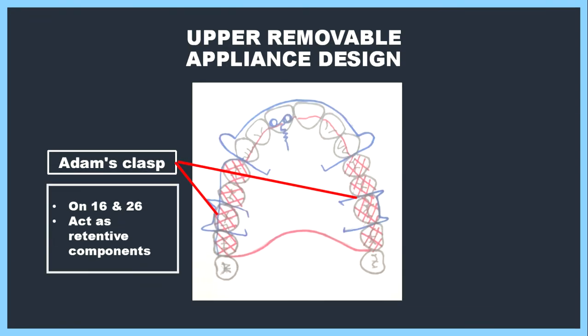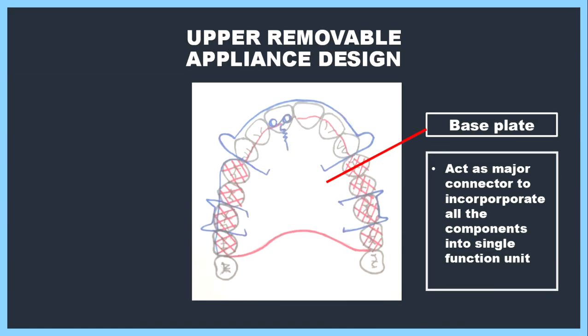And then for the Adam clasp on 16 and 26, they act as retentive components for the removable appliance. And last but not least, base plate acts as major connector to incorporate all the components into a single functional unit.